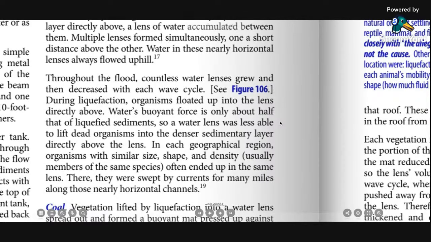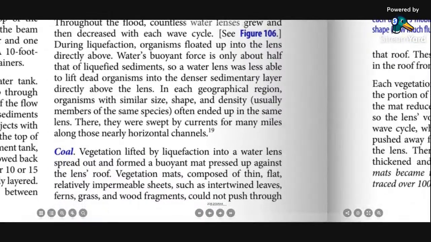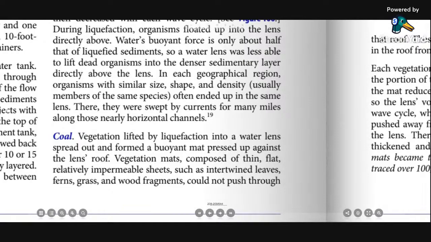In each geographical region, organisms with similar size, shape, and density, usually members of the same species, often ended up in the same lens. There, they were swept by currents for many miles along these nearly horizontal channels.